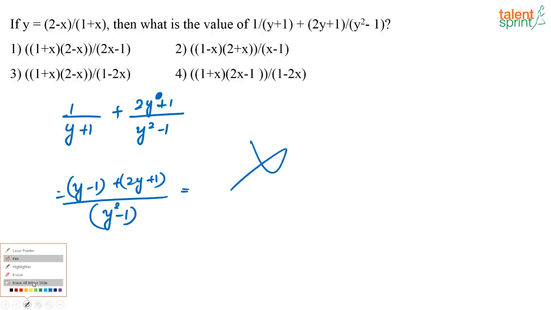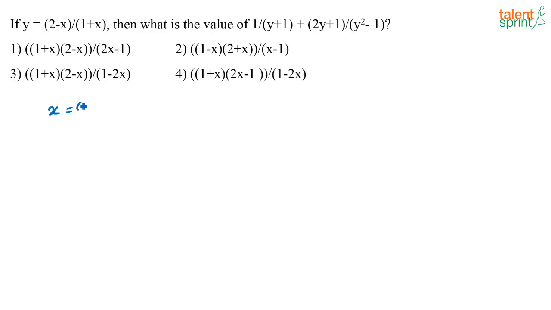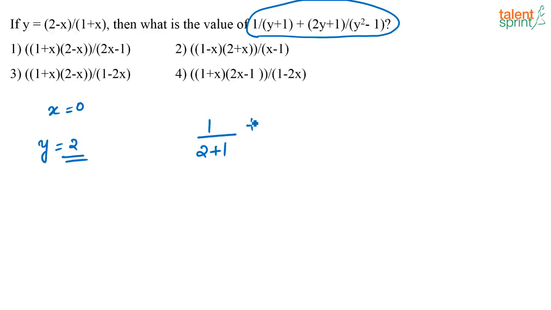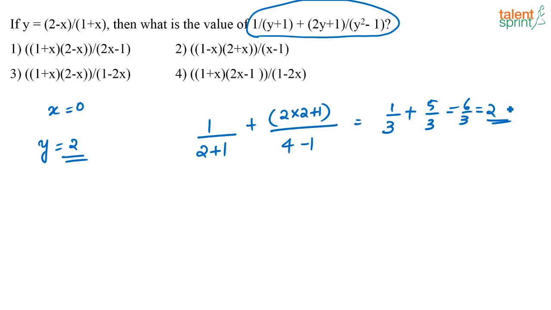See, the easier way in which you can approach this question is just put x is equal to 0. So if I put x is equal to 0, what do I get? If x is 0, y is nothing but 2, correct? x is 0 means y is 2. Now I have to find out the value of this expression. So what is the expression that I have? 1 by y plus 1. What is y here? 2 plus 1 plus 2 into 2 plus 1 divided by y squared minus 1. What is y squared? 4 minus 1. Yes, that is equal to 1 by 3 plus 5 by 3, that is 6 by 3, which is equal to 2. So my answer should be 2.